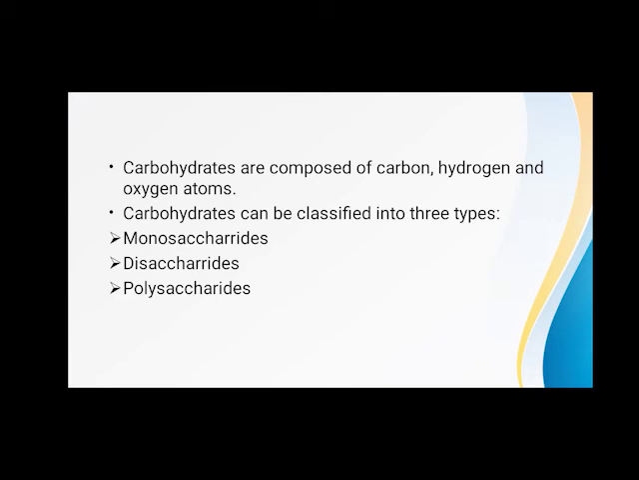Fructose is the sweetest sugar, and it occurs naturally in honey and fruits. Galactose occurs naturally as a single sugar in only a few foods. This picture shows the structure of glucose, fructose, and galactose.